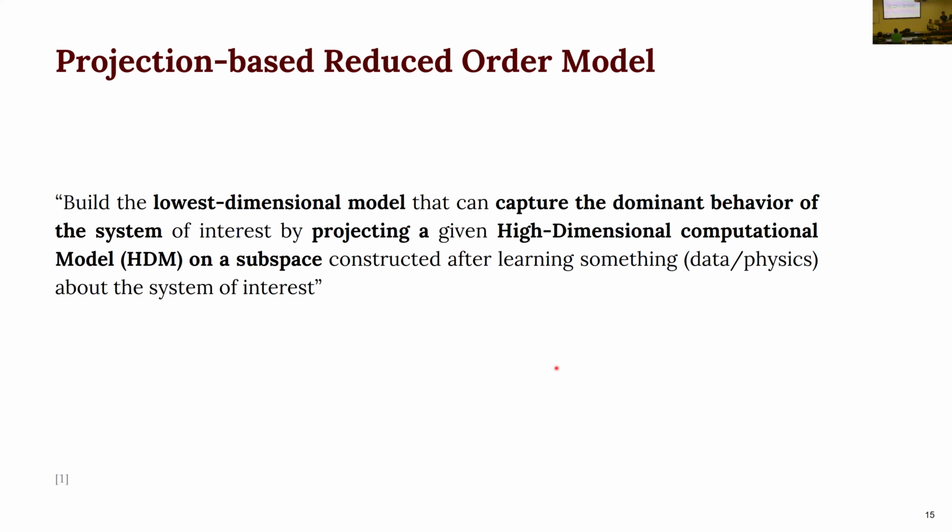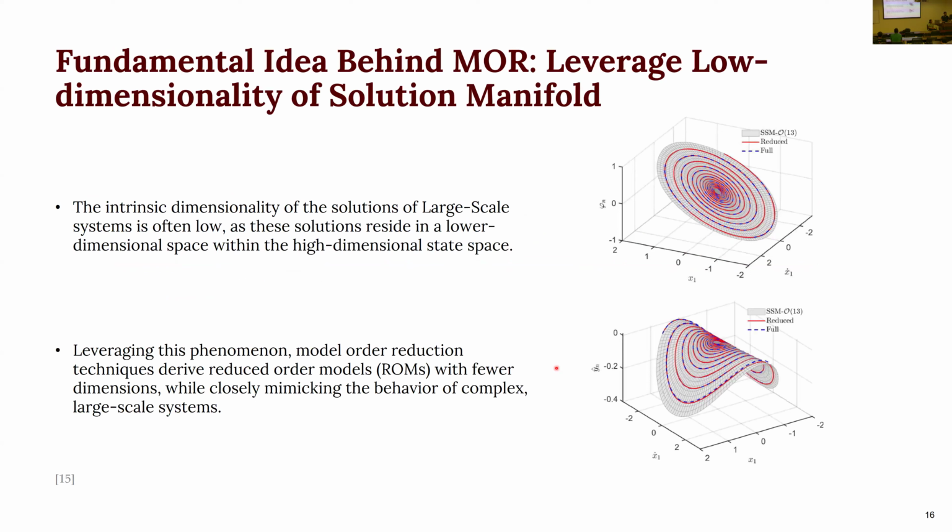So the basic idea is that we want to build the lowest dimensional model possible that can capture the dominant behaviors of the system by projecting a given high dimensional model on a subspace that is constructed after learning something about the system of interest, based on data or physics, whatever. So the fundamental idea behind model order reduction is that you leverage the lower dimensionality of the solution manifold.